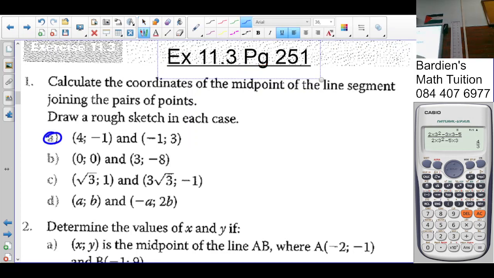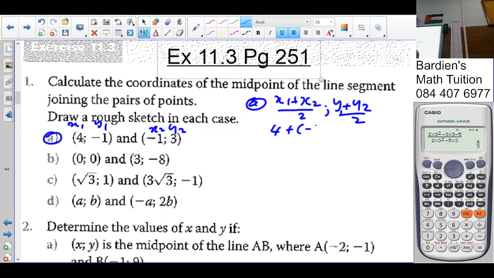It says draw a rough sketch in each case. I'm sure you guys know how to do this. So A is going to be x1 plus x2 over 2, y1 plus y2 over 2. They ask you to calculate the midpoint. So if this is x1, y1, x2 and y2, it's going to be 4 plus negative 1 over 2 and negative 1 plus 3 over 2. So 4 minus 1 is 3 over 2, and 2 over 2 is 1. That's your midpoint. Who asked this question?